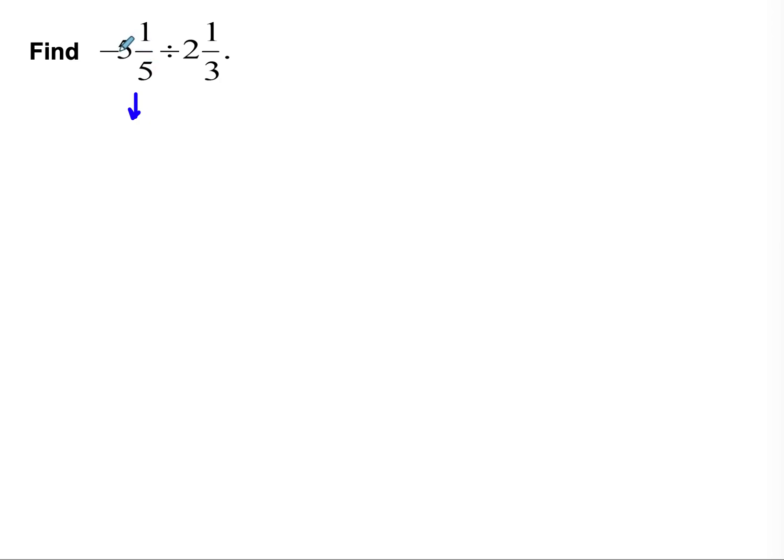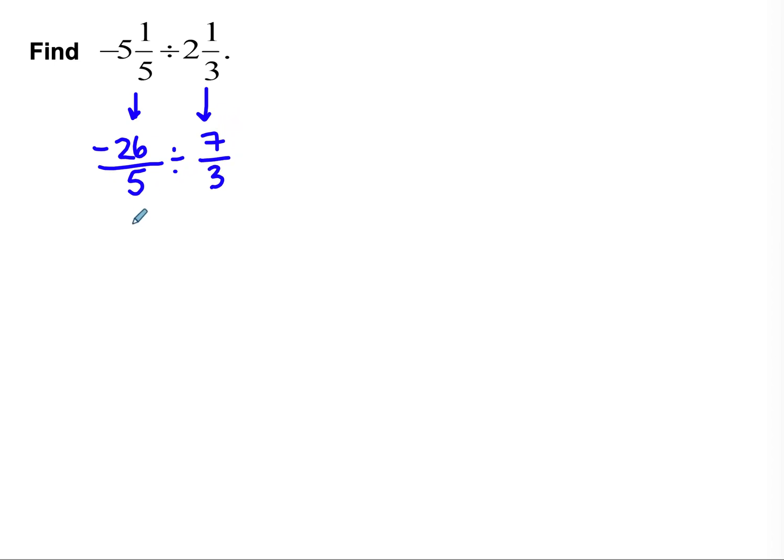All right, so 5 times 5 is 25 plus 1 is 26. I'm going to write the negative in the numerator. Negative 26/5. I'm going to keep it as division. It's too much, in my opinion, to do the keep, change, flip and the improper fraction in the same step. It's really easy to get your numbers mixed up there. So I recommend doing those in 2 separate steps. Okay, so 3 times 2 is 6, plus 1 is 7. So negative 26/5 divided by 7/3.